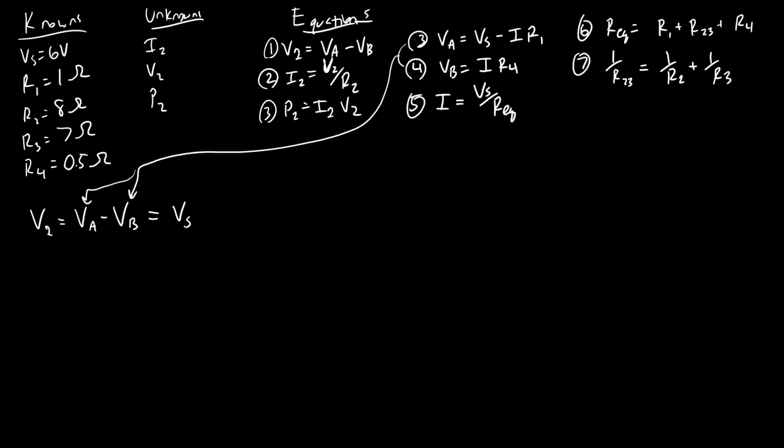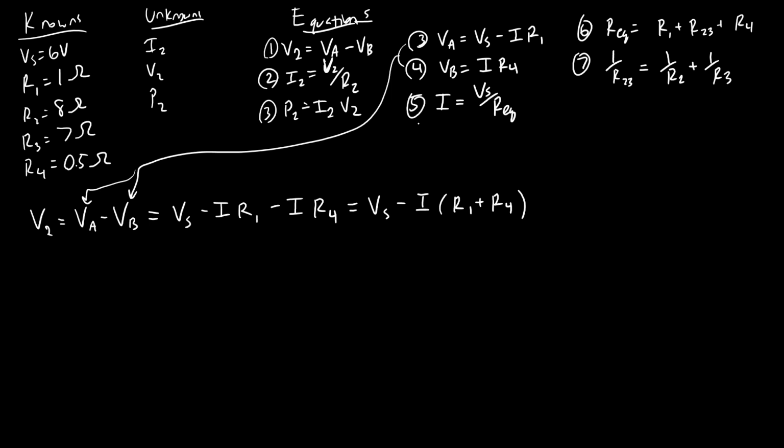So that's going to be VS minus I R1. Then minus VB is minus I R4. So again, here we're getting into algebra. You could choose to simplify this if you want to. So you could write VS minus I times the quantity R1 plus R4. Be careful with your signs when you're factoring things out.